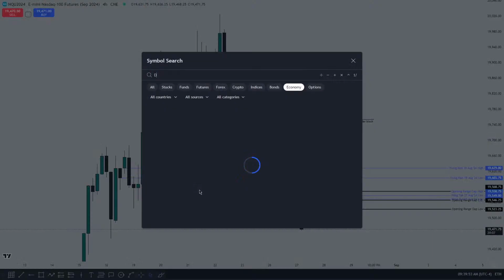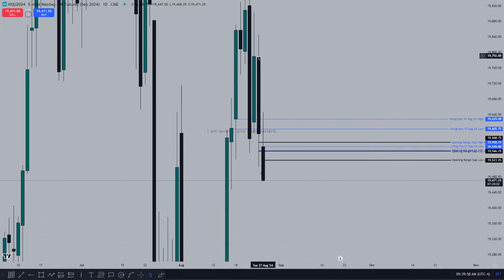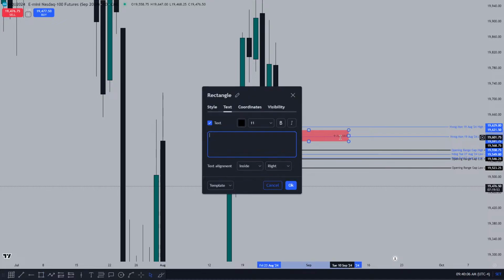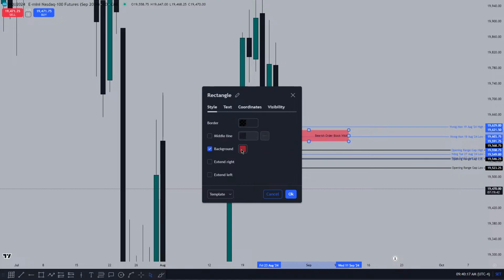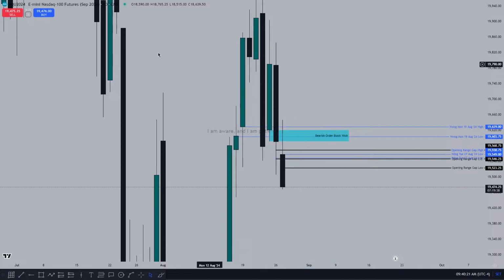Obviously, on the daily chart, we have an order block here. So you see price trade into that wick. Let's actually note this down here like this. Order block wick. Let's make this a nice color. Purple. Let's make this cyan. So I'll pop it to 15 minutes.